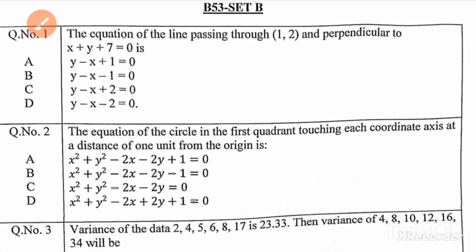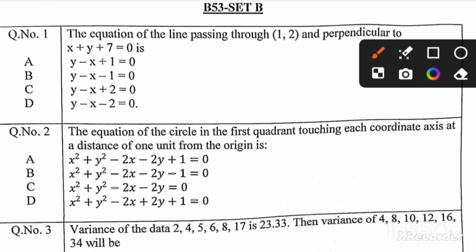The equation of the line passing through (1, 2) and perpendicular to x + y + 7 = 0 is y - x - 1 = 0. The equation of the circle in the first quadrant touching each coordinate axis at a distance of 1 unit from the origin is x² + y² - 2x - 2y + 1 = 0.